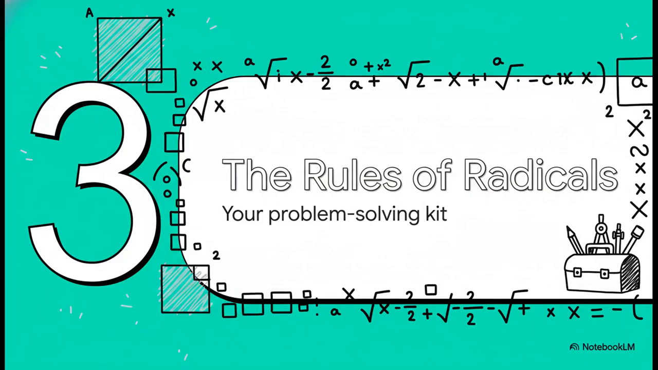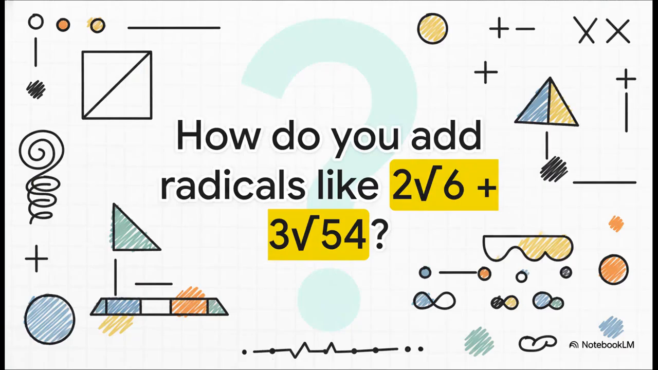All right, so now that we know the what and the why, let's get into the how. Let's think of the rules of radicals not as a bunch of random commands, but more like a toolkit, a set of tools that helps us work with these sides of squares. So here we go, a classic problem.